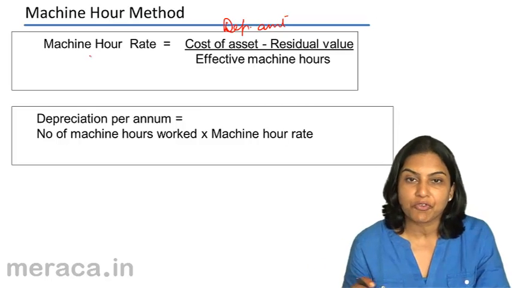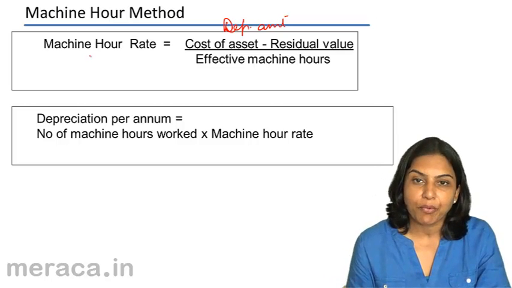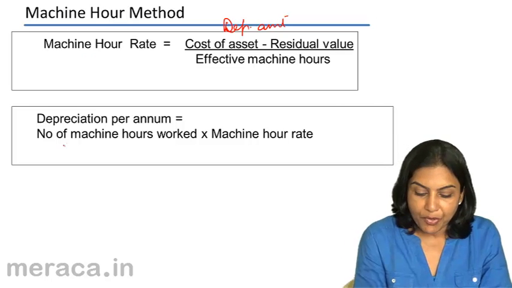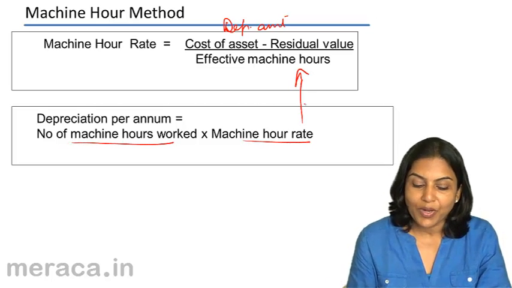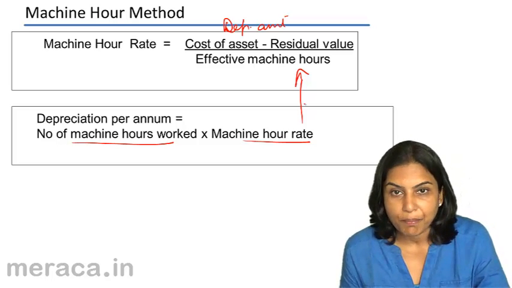The depreciation for a year will depend on the number of hours worked. The number of machine hours worked multiplied by the machine hour rate as computed above will give us the depreciation per annum.